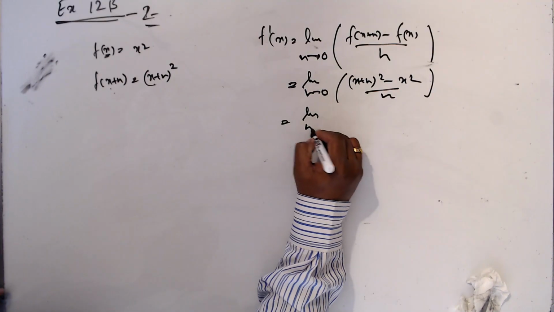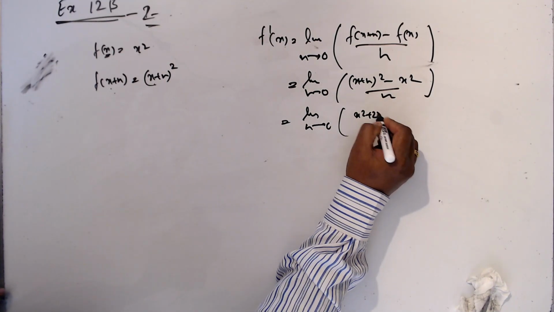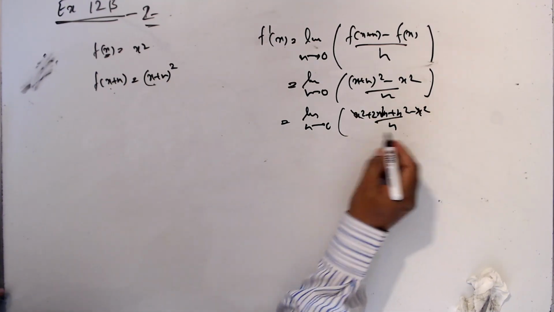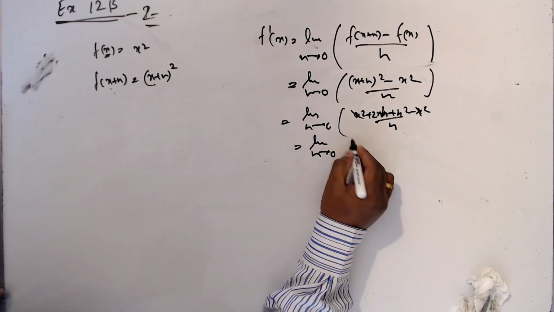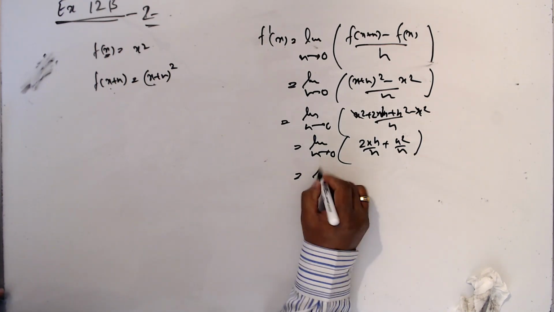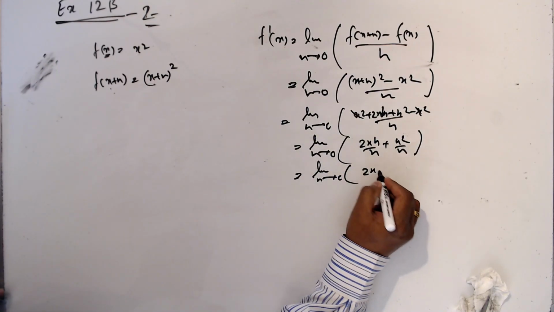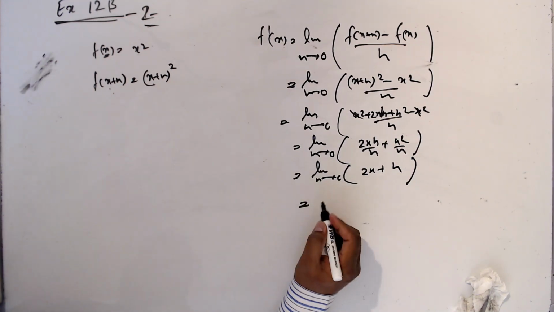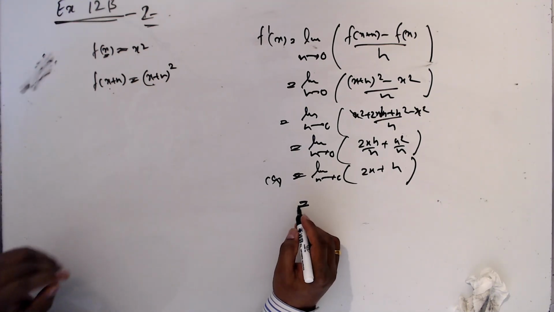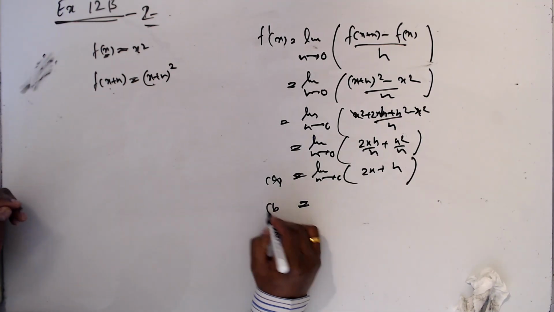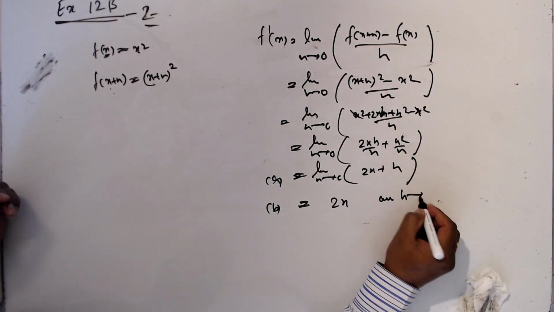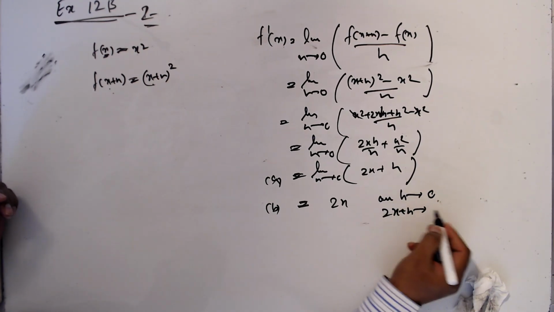So this is the limit as h goes to 0 of (x² + 2xh + h² − x²) over h. The x² terms cancel out. Limit as h goes to 0 of 2xh over h plus h² over h, so the limit as h goes to 0 of 2x + h. And this is part A. And then part B is 2x: as h goes to 0, 2x + h goes to 2x.